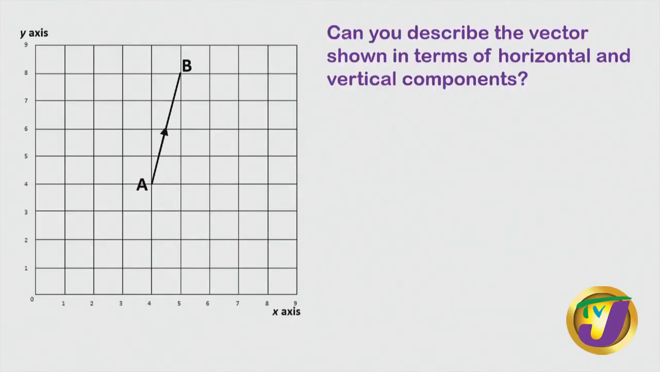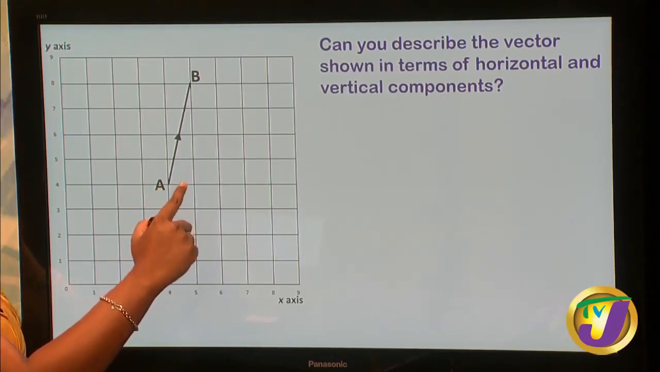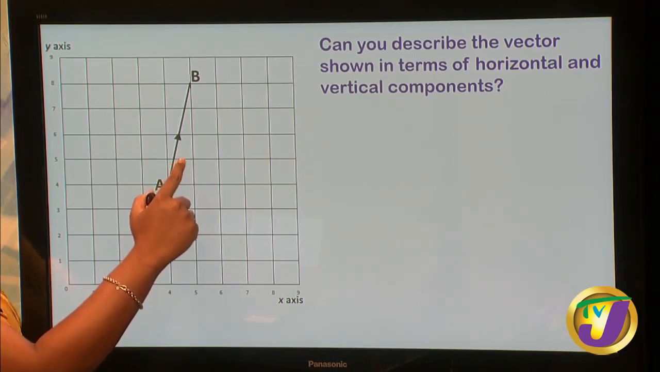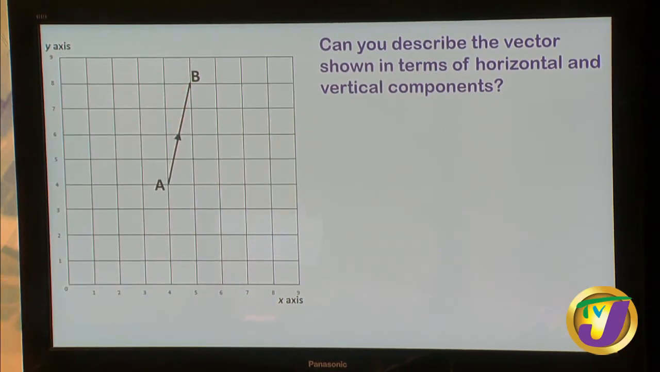All right. Can you now describe the vector shown in terms of horizontal and vertical components? Definitely. When I'm moving from A, I'm going to see a horizontal movement of 1 unit. And then I'm going to be going up. That's vertical. And that looks like 4 units. So 1, 2, 3, 4. All right. So horizontal component 1, vertical component 4. Great.